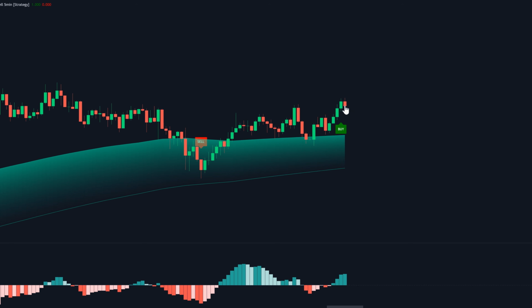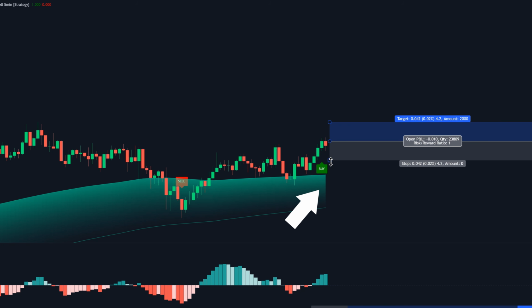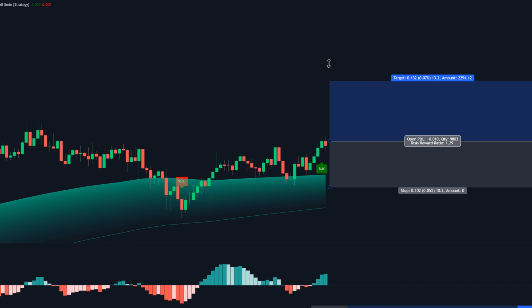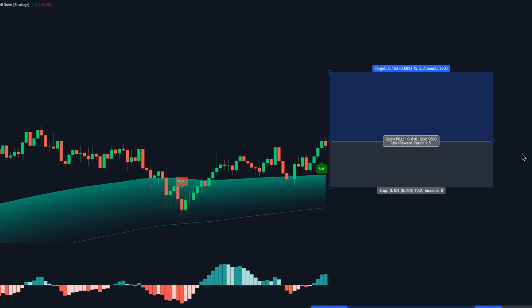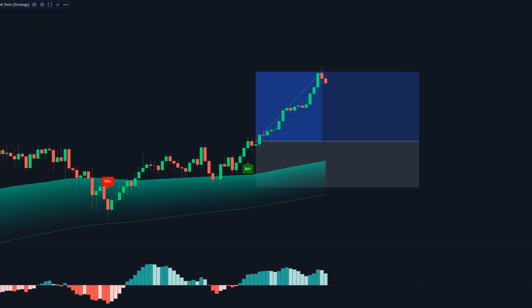All our entry conditions are met on this candle. So we're going to enter a long position here. We're going to set our stop loss just below the most recent swing low. And for the take profit, we're going to target 1.5 times the risk. Letting this trade run. And as you can see, it hits take profit.